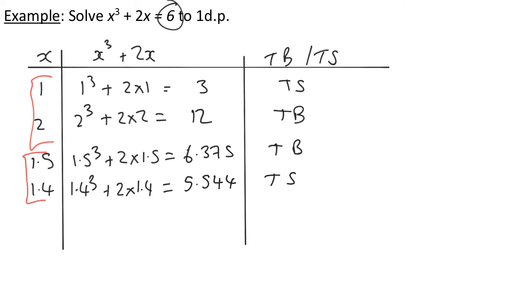And it would look like 1.5 is closer, but we need to do a check to 2 decimal places. So if we look at 1.45, halfway between 1.4 and 1.5, it's going to be 1.45 cubed plus 2 times 1.45, which is 5.9486, which again is too small. So therefore the halfway point is too small, so the answer is going to be 1.5.